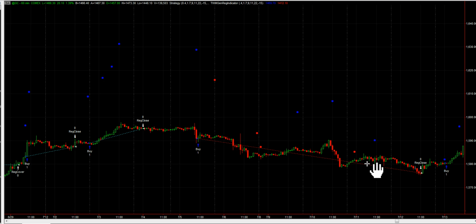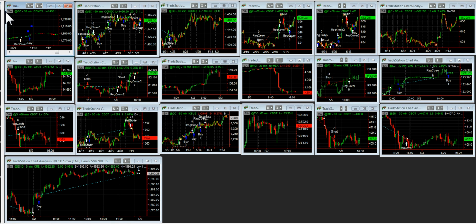But we stayed in the trade, and I will show you now how you configure the strategy so that it will close on the red dots. The strategy input parameters have two parts.